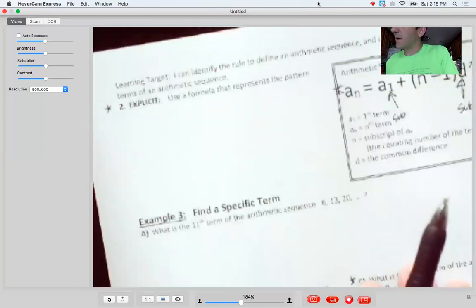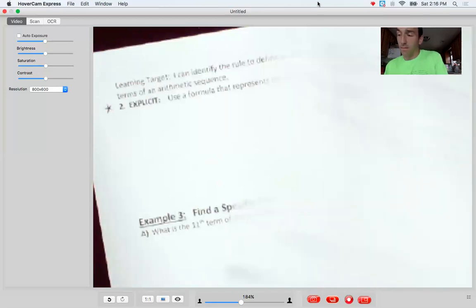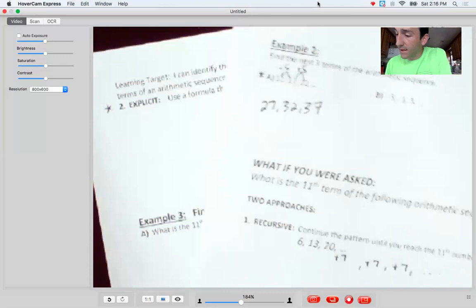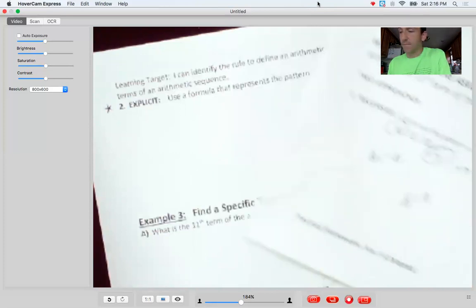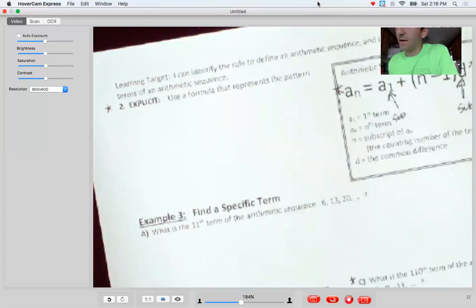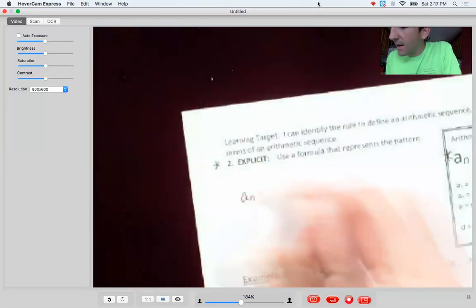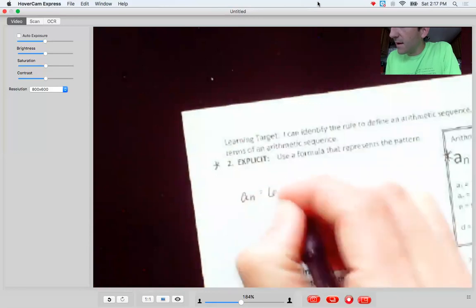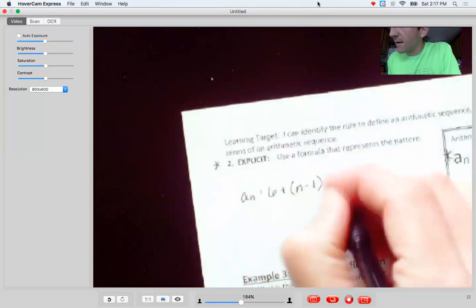So going back to the last example real quick. The first thing we need to remember is that a sub 1 equals 6. So that's one place we're going to substitute in. And the other important thing is that we found the pattern was plus 7, so d equals 7. So a sub 1 is 6, d is 7. My explicit formula to describe that would be a sub n equals 6, which was my first term, plus n minus 1 times the common difference, 7.